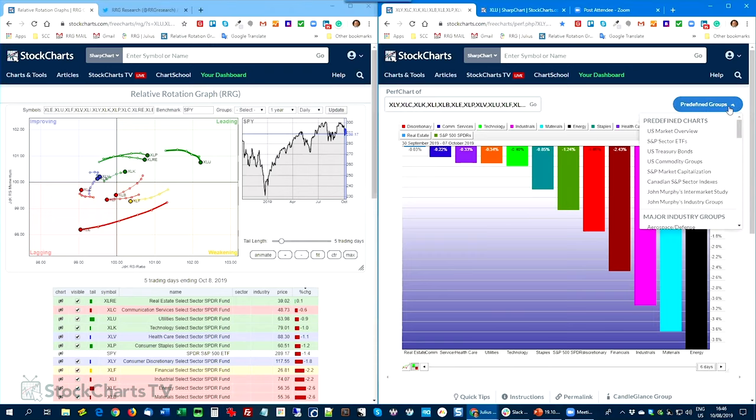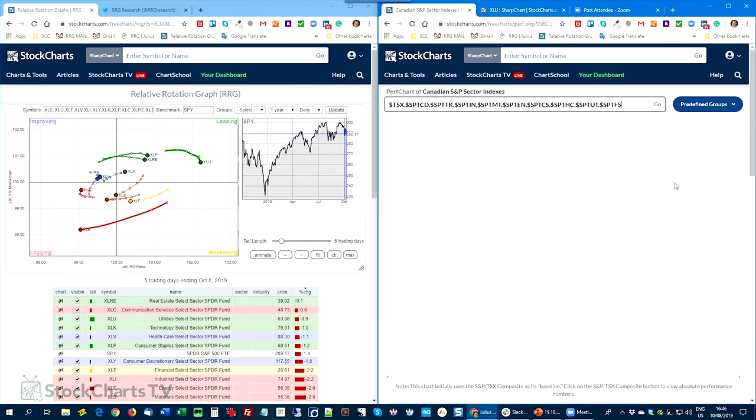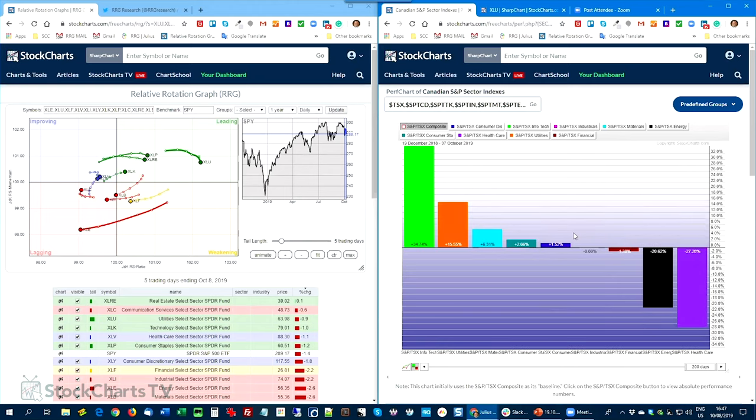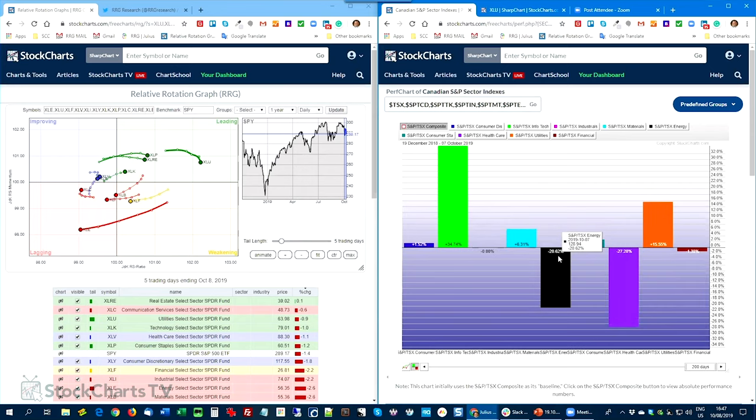Let me load up just the Canadian S&P sector indexes. Why not? You know, there are some Canadians here. So when you open it up at first, you'll see these Canadian sectors in this case, and they are unsorted. And if you right click, a little box comes up and you can say performance sort on, and then it'll sort it based on performance. And if you say performance sort off, it'll go back to the original sorting.